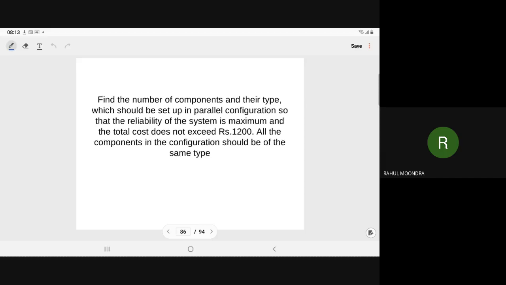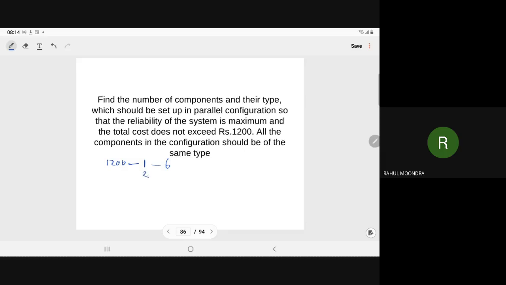Then we have one more restriction also: all the components in the configuration should be of the same type. This is one more constraint. So the total amount given to you is 1200. So in 1200, of type 1 component, how many components can you purchase? You can purchase 6, because the cost is 200. Unit price is 200. So in 1200 you can purchase 6 components of type 1.